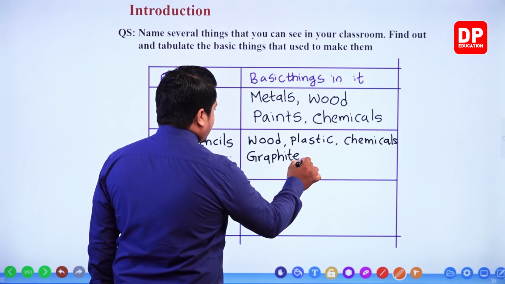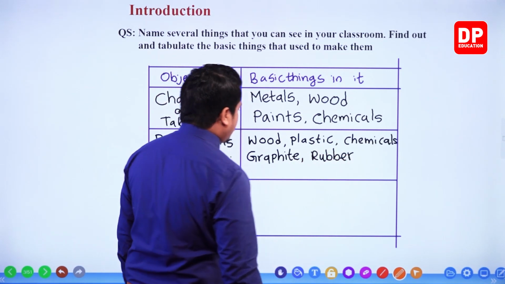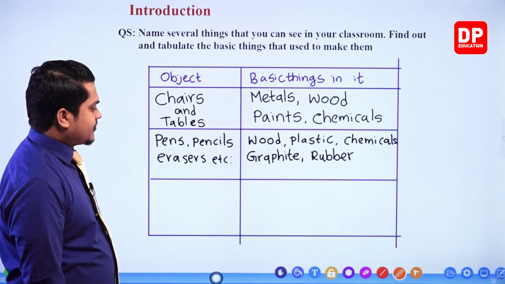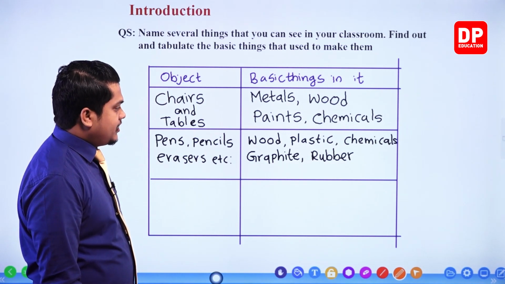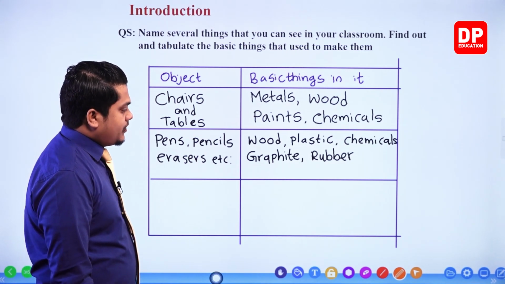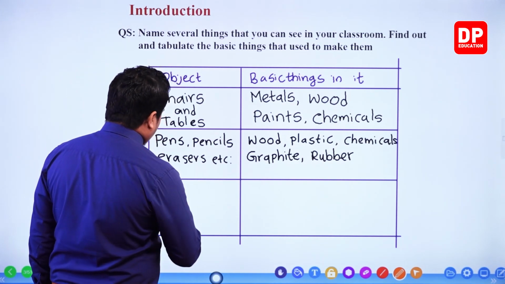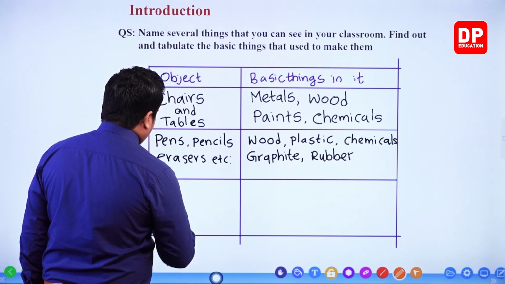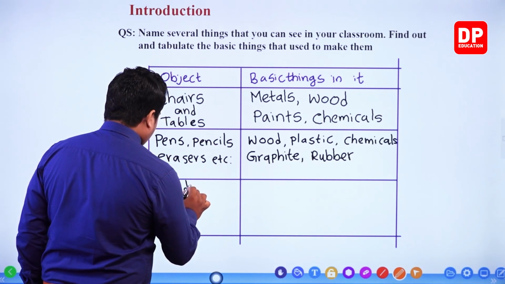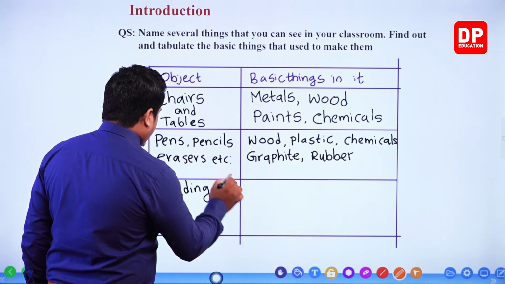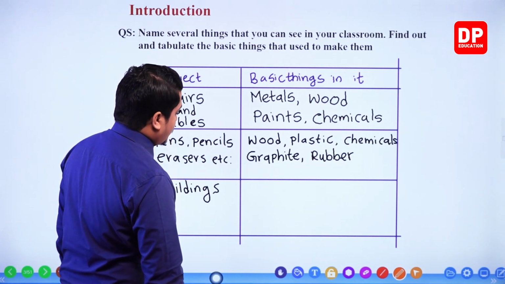Right? In erasers we use rubber. Right? We use rubber. Then, my dear children, what else can you see in your environment, in your classroom? So I'll mention another one. Buildings. When you observe, right? So they are mentioned in your classroom, right?